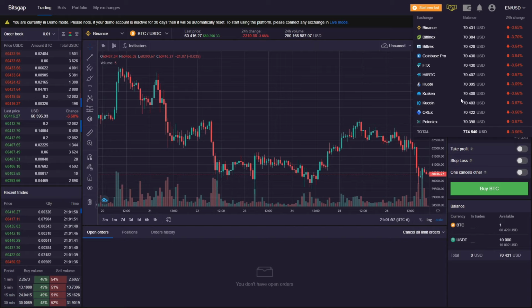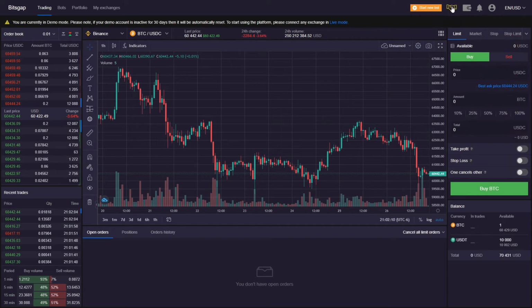It basically handles all of the main exchanges such as Binance, Bitfinex, Bittrex, Coinbase Pro, FTX, HitBTC, Kraken, KuCoin, and several more. You've got your affiliate program here as well.